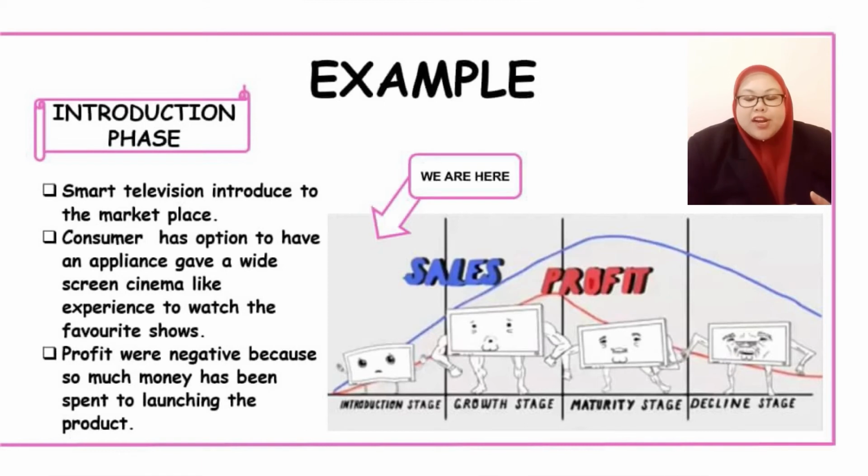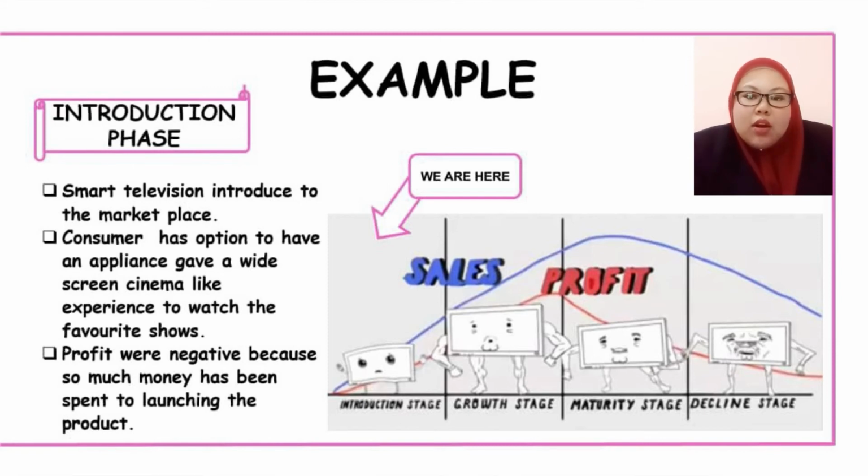Okay, now we are on the introduction phase of the product life cycle. In this phase, our target and objective is to introduce a smart television to the market. We want the consumer to know about the existence of our product and its benefits. We want the consumer to have an option to own an electronic appliance that gives a widescreen cinema-like experience to watch their favorite movies along with technology advancement. Basically, in this phase, the company has not yet made a profit because so much money has been spent to launch the product to the market.